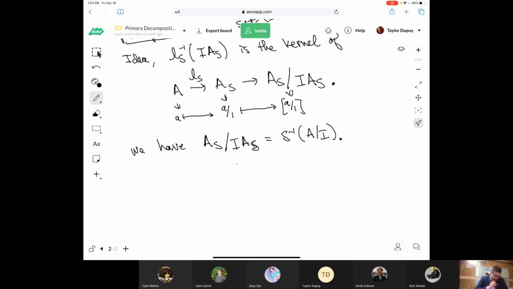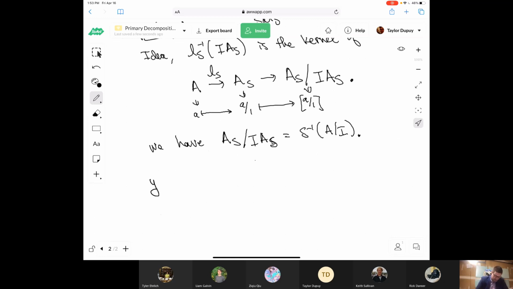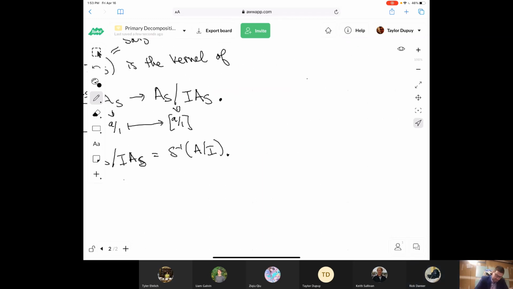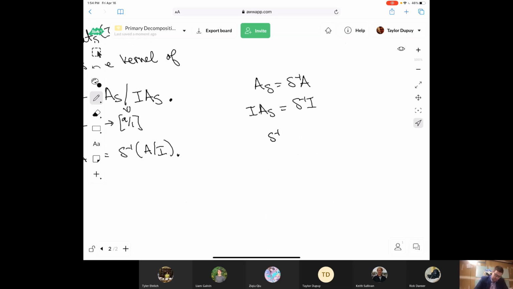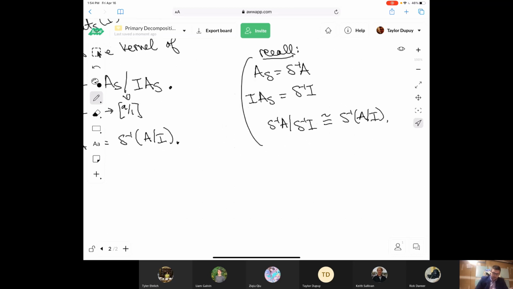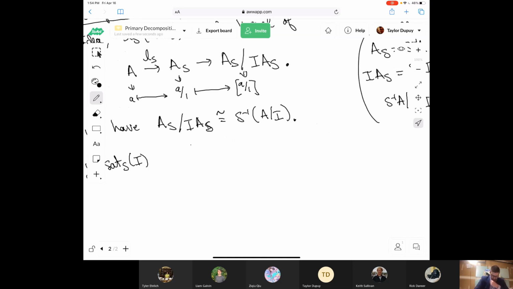So we have that y is an element of the saturation. Remember that AS was S inverse of A, and IAS is S inverse of I. All I'm using is the fact that localization commutes with quotients. This is an extremely useful property. So this thing is isomorphic to this.